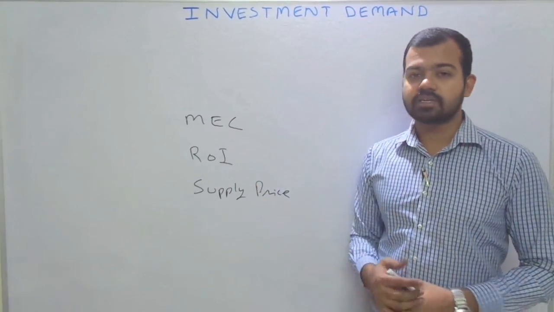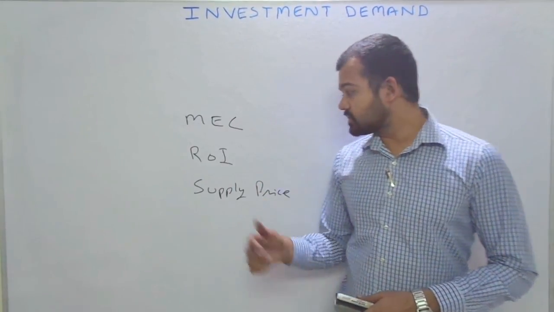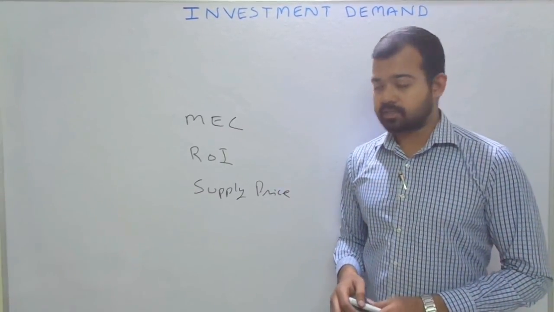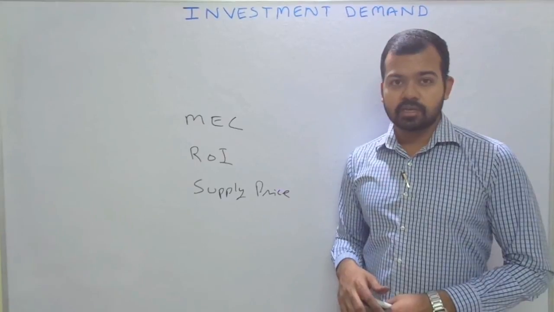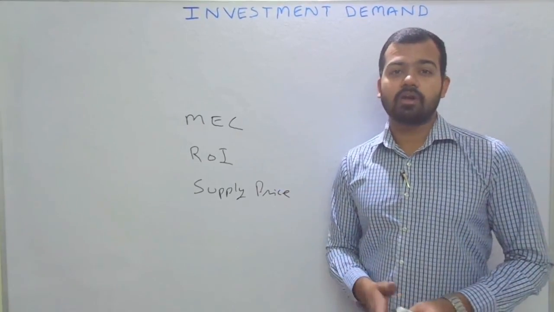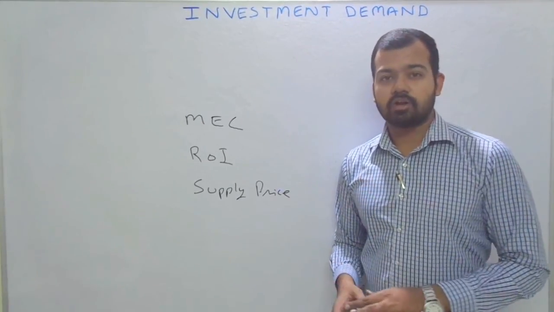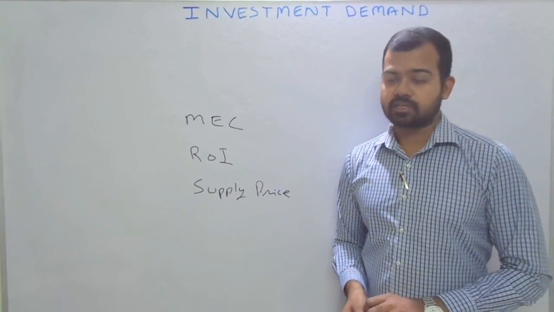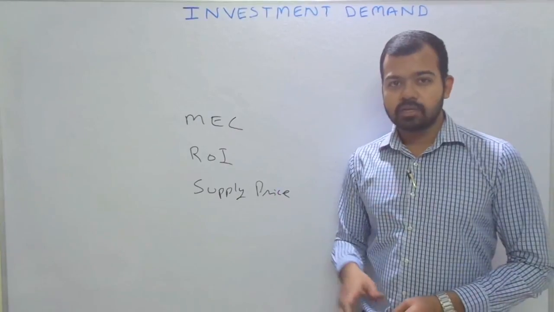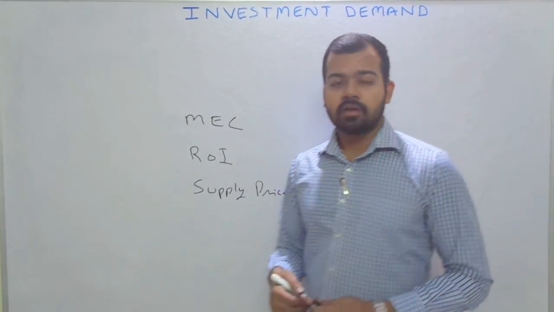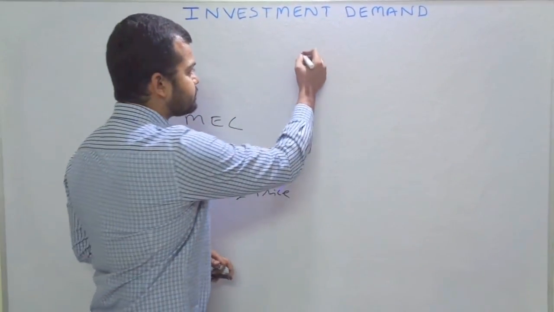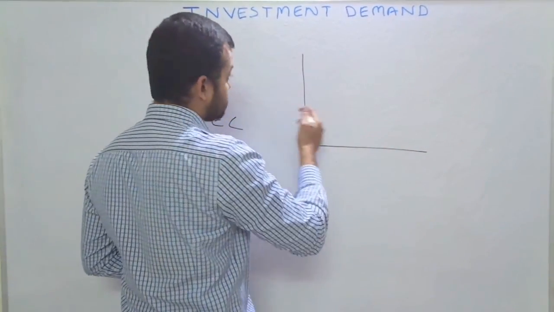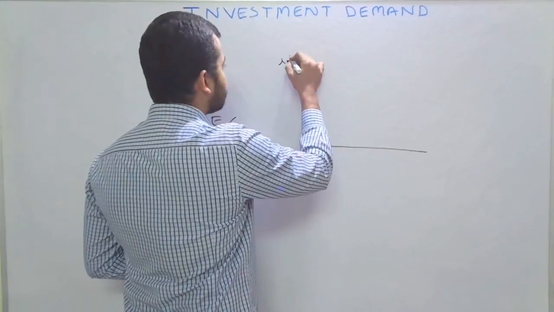Now the second one is the rate of interest. Rate of interest is considered one of the most important parts when we consider investment. Because if the rate of interest is high, the investor will not be induced to invest in the economy. Interest rate should be very friendly for the investor. Now we consider one graph. Suppose here we are taking the rate of interest.